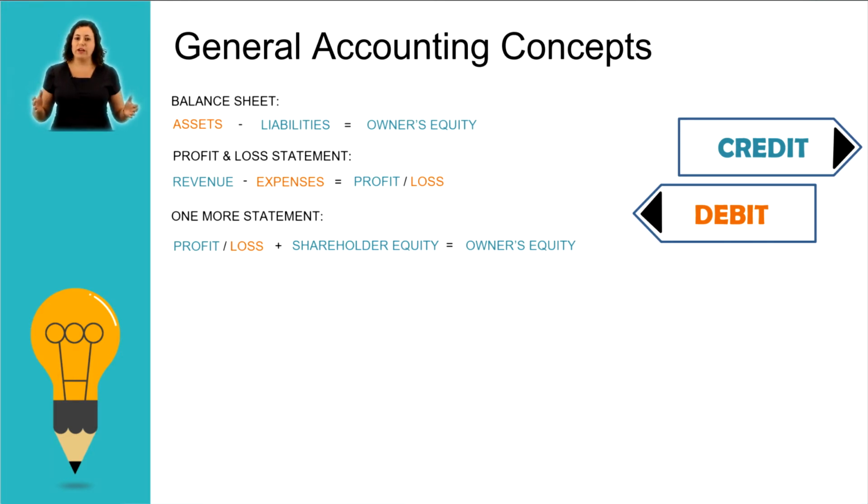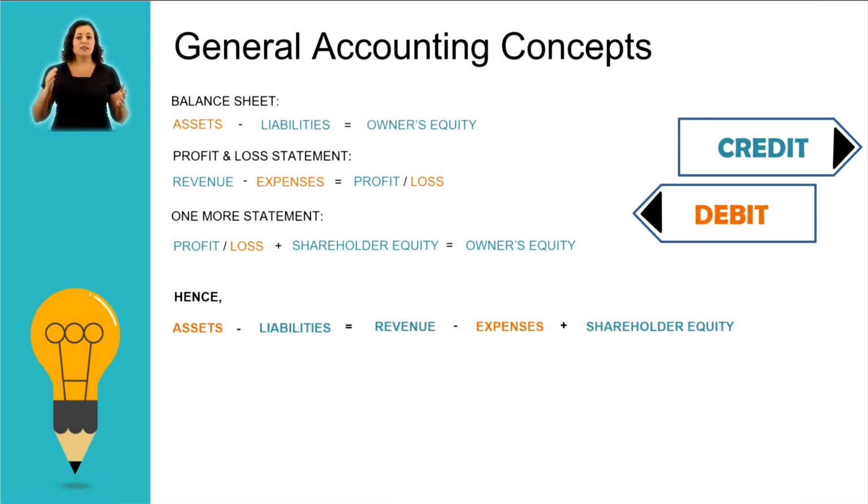If we join all of these into one mathematical statement, we will end up with assets minus liabilities equals revenue minus expenses plus shareholders' equity, or 1 million minus 900,000 equals 48,000 minus 24,000 plus 76,000, or 100,000 equaling 100,000, which is what accountants call a balanced book. The last part to highlight here is the orange are called debits and the blues are called credits.